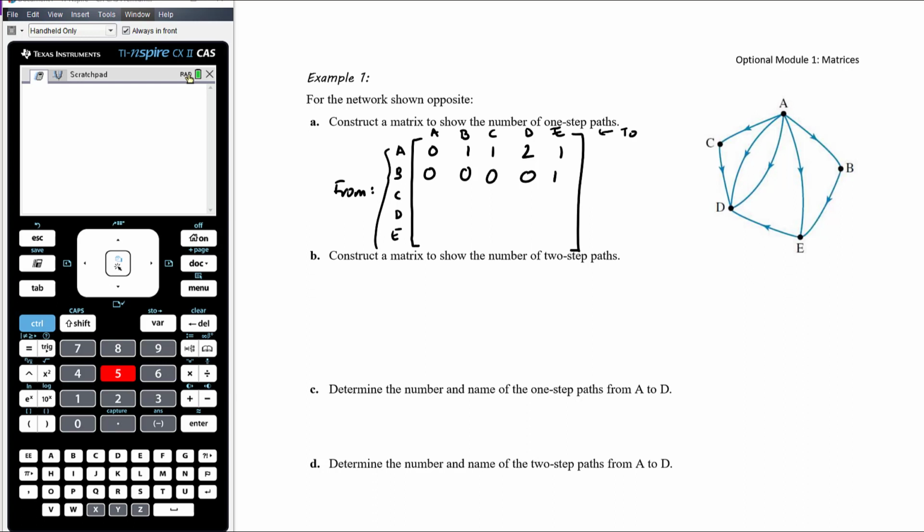So from town C, can we get to A in 1 step? No. From town C, can we get to B? No. C to C, no.